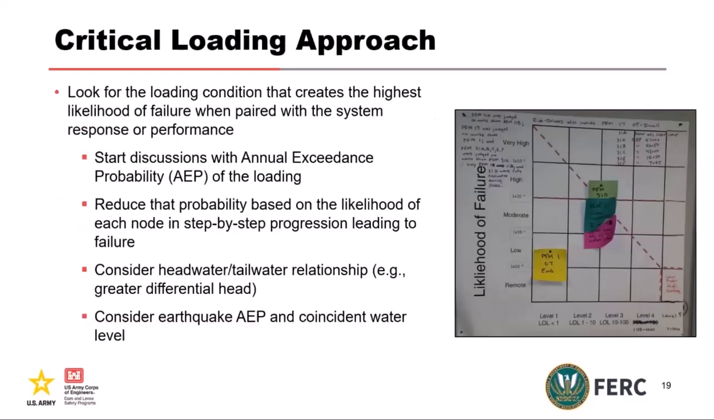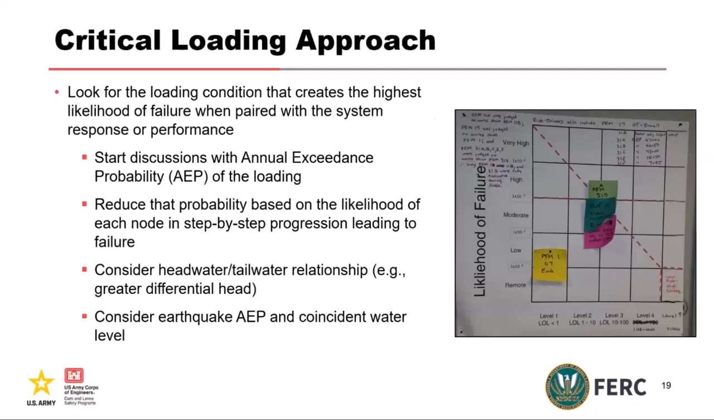We look for the loading condition that creates the highest likelihood of failure when you pair it with the system response. So you start with the AEP of the loading, and then you reduce that probability as you move on, right? So you put the probability of loading at the beginning of the event tree, and every time you go through the next node, that probability goes down based on what you're estimating, or if you have any analysis.